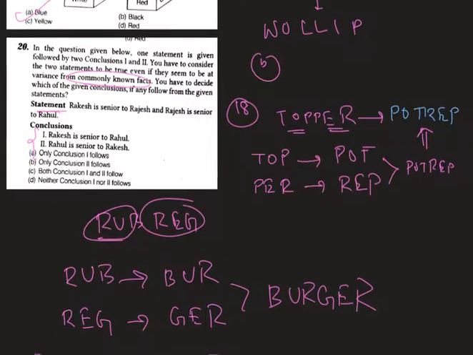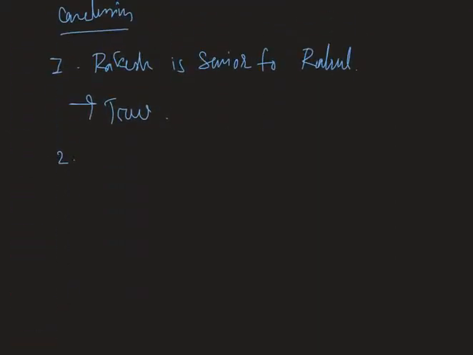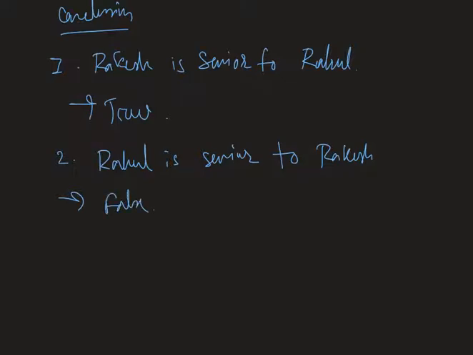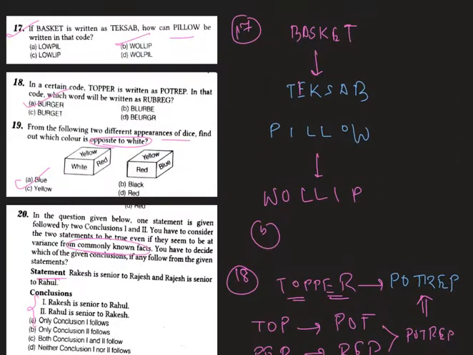Rahul is senior to Rakesh. So it is pretty much obvious that it must be false, as we already know that Rakesh is senior to Rahul. So only conclusion 1 follows, therefore option A is the correct answer.